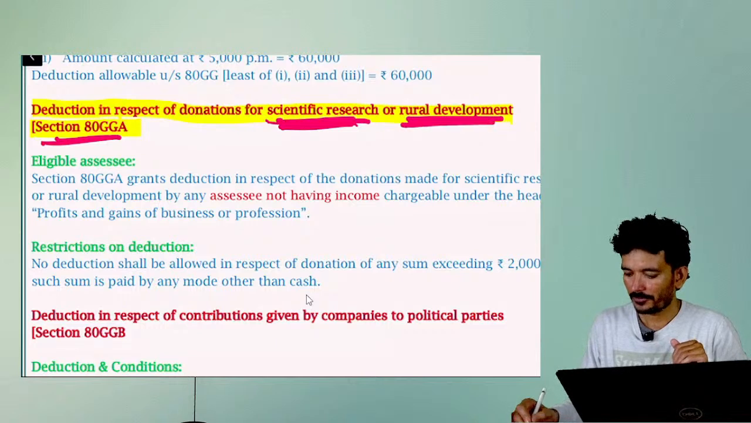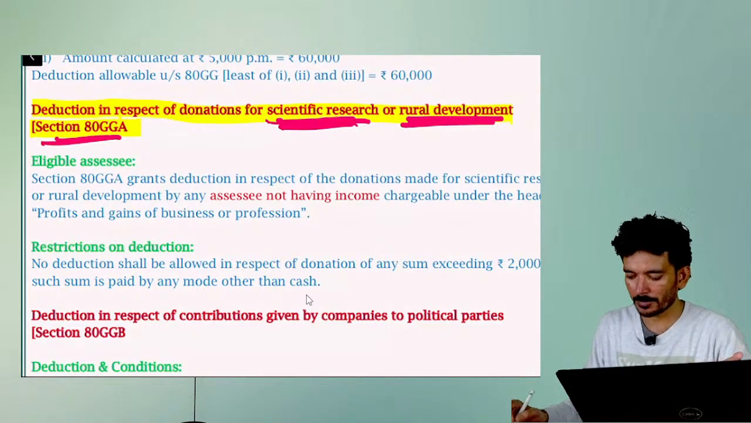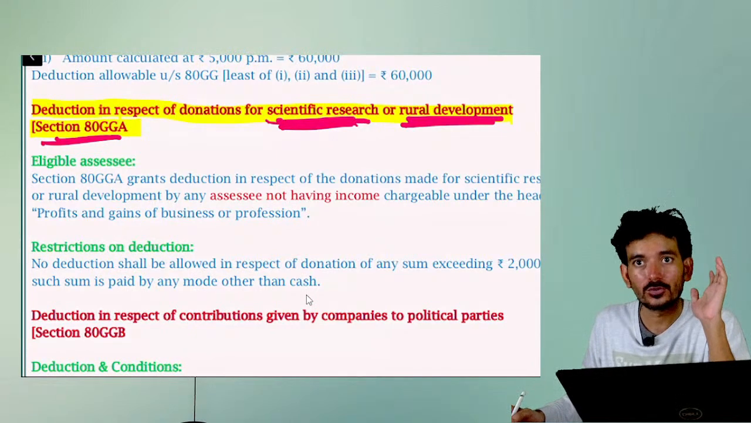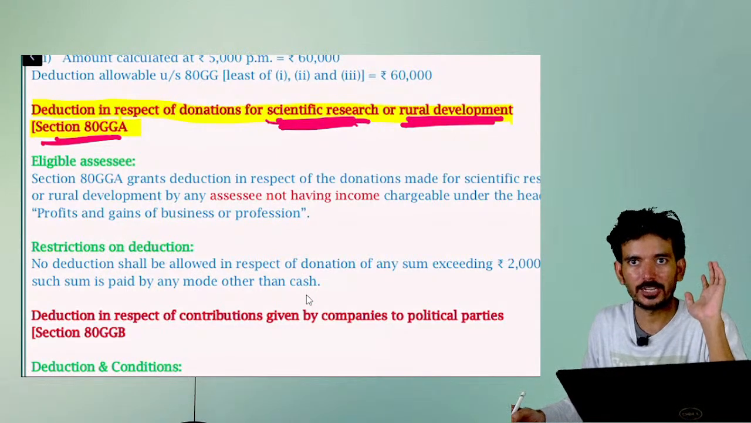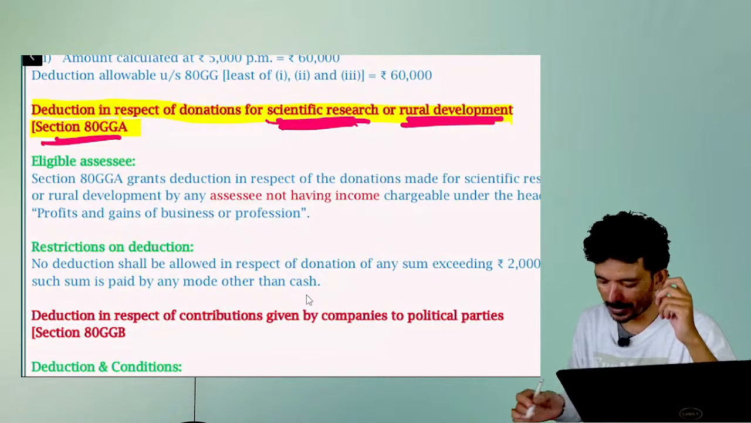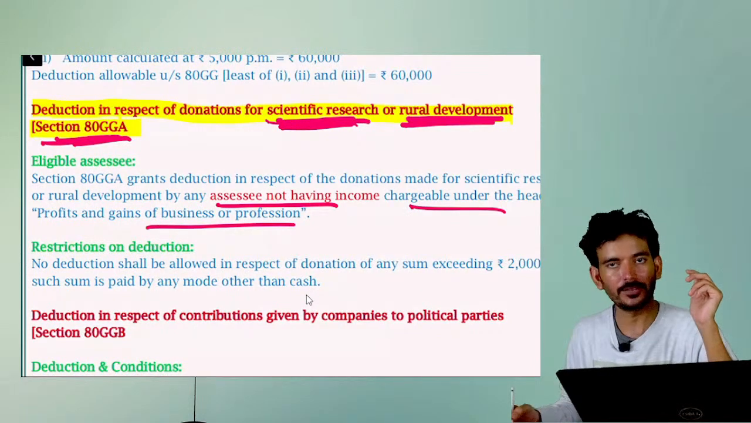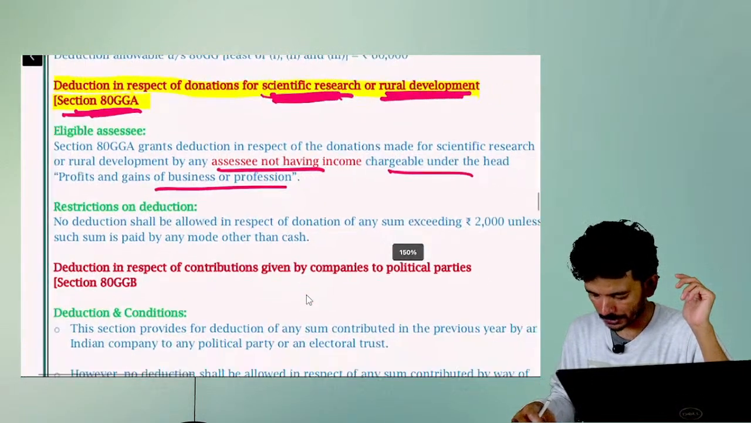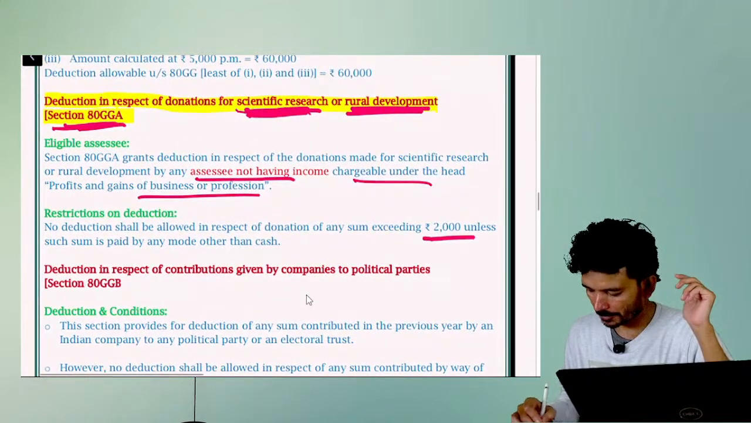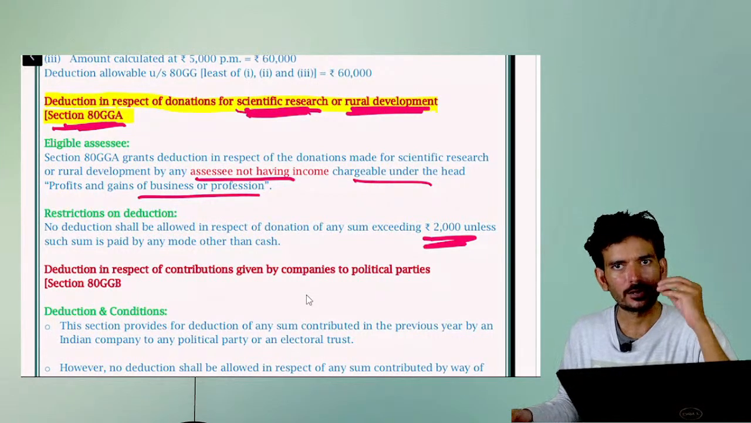Okay. People who are not having PGBP income also want India to grow. Why should only companies contribute to scientific research? Why should a person like me not contribute? So I can also contribute under 80GGA. Whoever is not having PGBP income will contribute here, and no issues. And if you are paying more than 2,000 rupees, you have to pay otherwise than by cash.